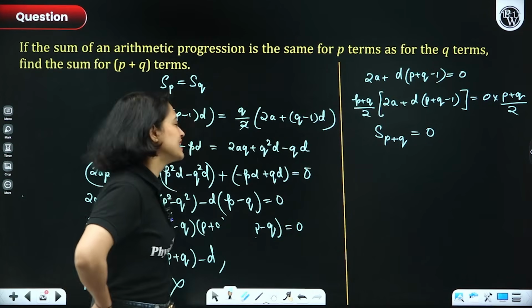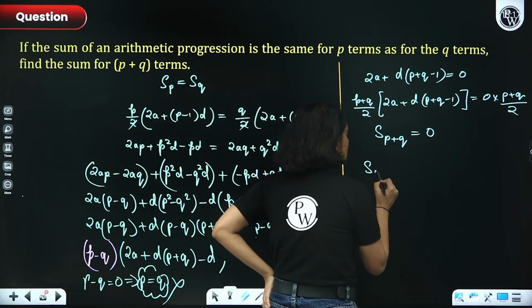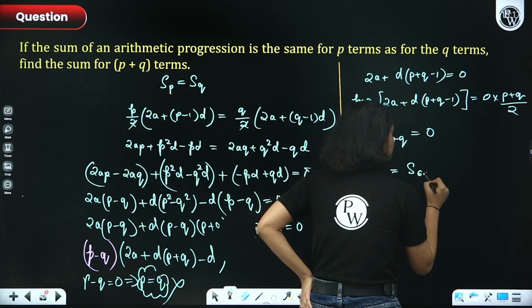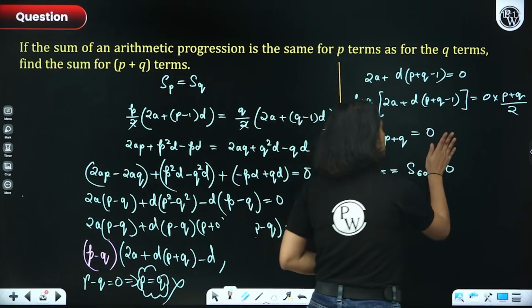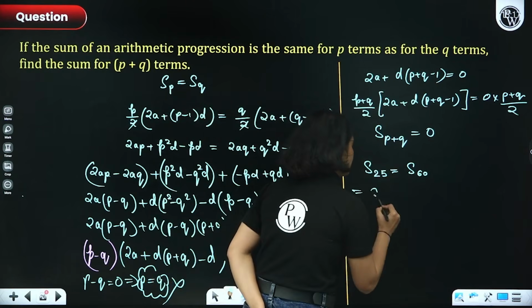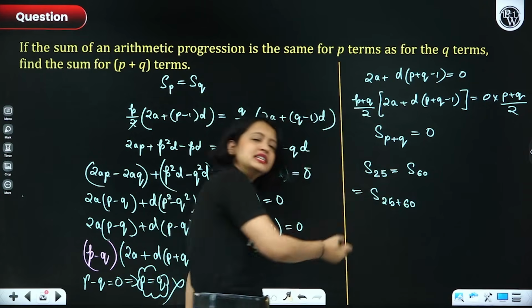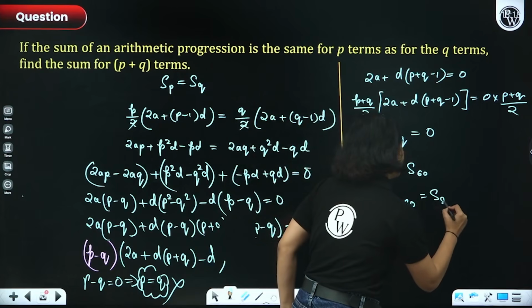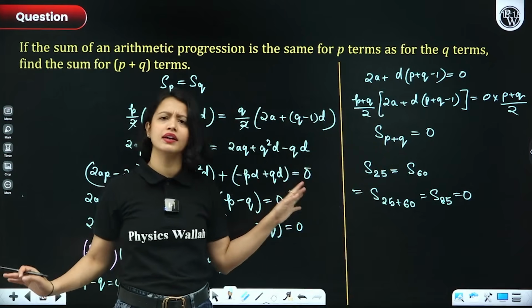So remember guys, if in any MCQ type problems you are given something like this, S of 25 is equal to S of 60, okay, sorry, not equal to 0, S of 25 is equal to S of 60. If this is given to you, then automatically the sum of 25 plus 60 terms, that means the sum of 85 terms, would be equal to 0. And this is true for all APs, okay?